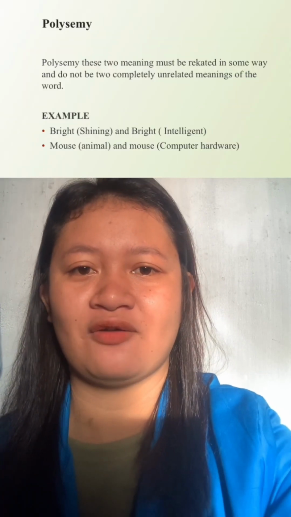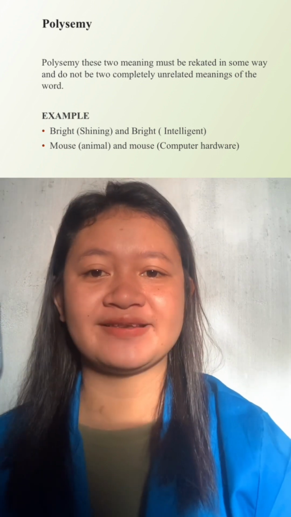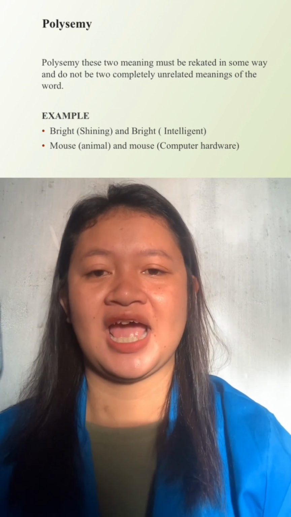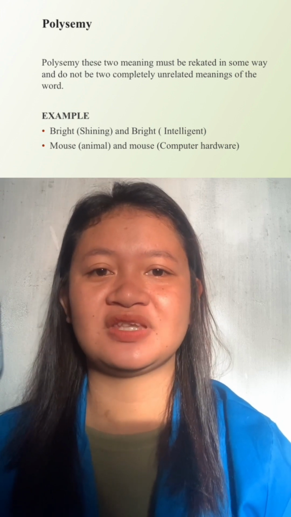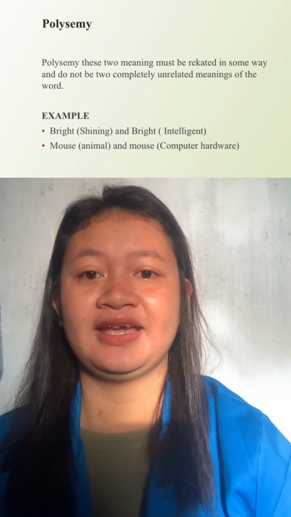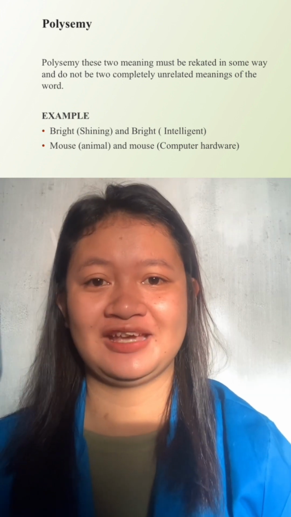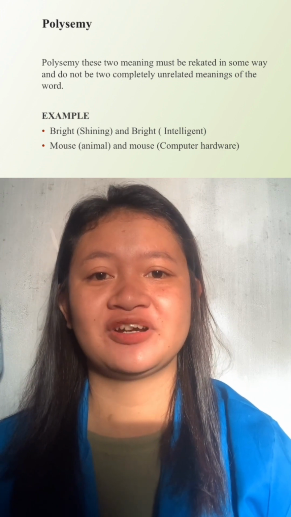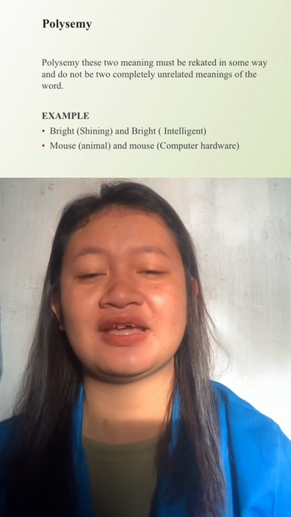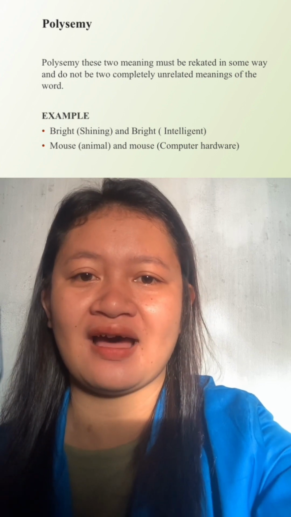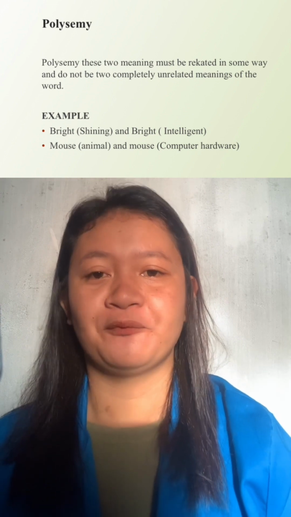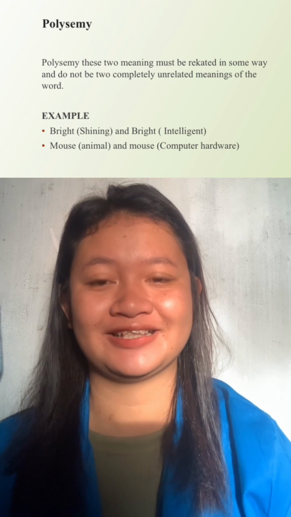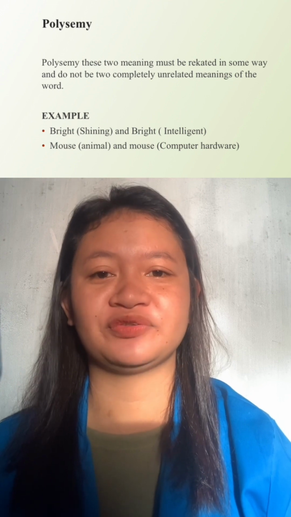And the next is polysemy. We can know that a word is polysemous when it has two or more related meanings. In this case, the word takes one form but can be used to mean two different things. In the case of polysemy, these two meanings must be related in some way and not be completely unrelated meanings of the word. For example, bright, shining, and bright, intelligent; most animal, and most computer hardware.